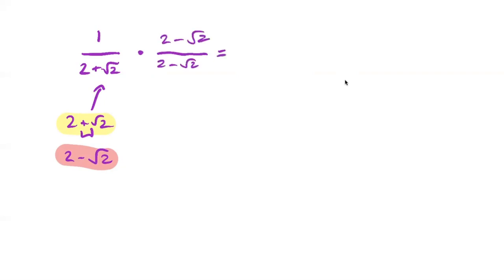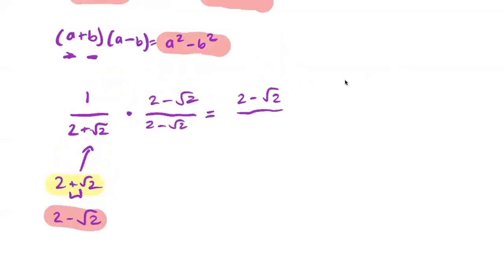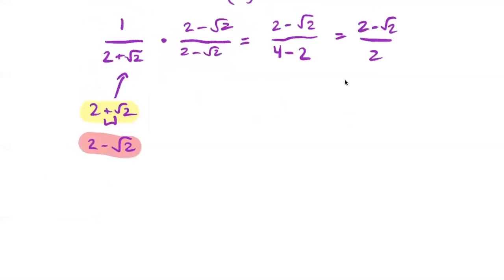So what's 1 times 2 minus root 2? That would be equal to 2 minus root 2 over, remember what we said here, the a squared minus b squared. So a is 2, so it's 2 squared minus root 2 squared. That would be equal to 4 minus 2. So we got 2 minus root 2 over 2. We can keep it in that form just so it's easier. But yeah, that would be how we would do that. So let's do one more problem with this before we wrap up for today.